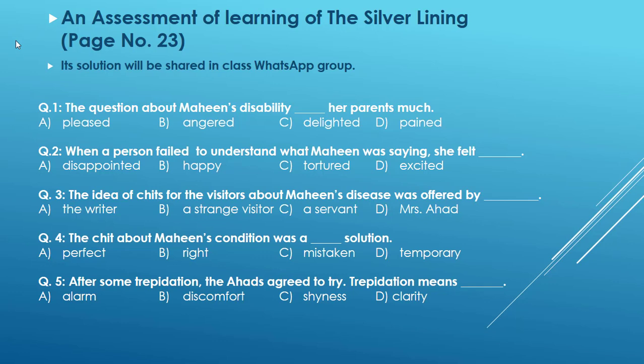Number 4, the chit about Maheen's condition was a dash solution. There are 4 options. Choose the correct one. Number 5, after some trepidation, the Ahads agreed to try. Trepidation means dash. There are 4 options. Choose the correct one. Its solution will be shared in class WhatsApp groups.